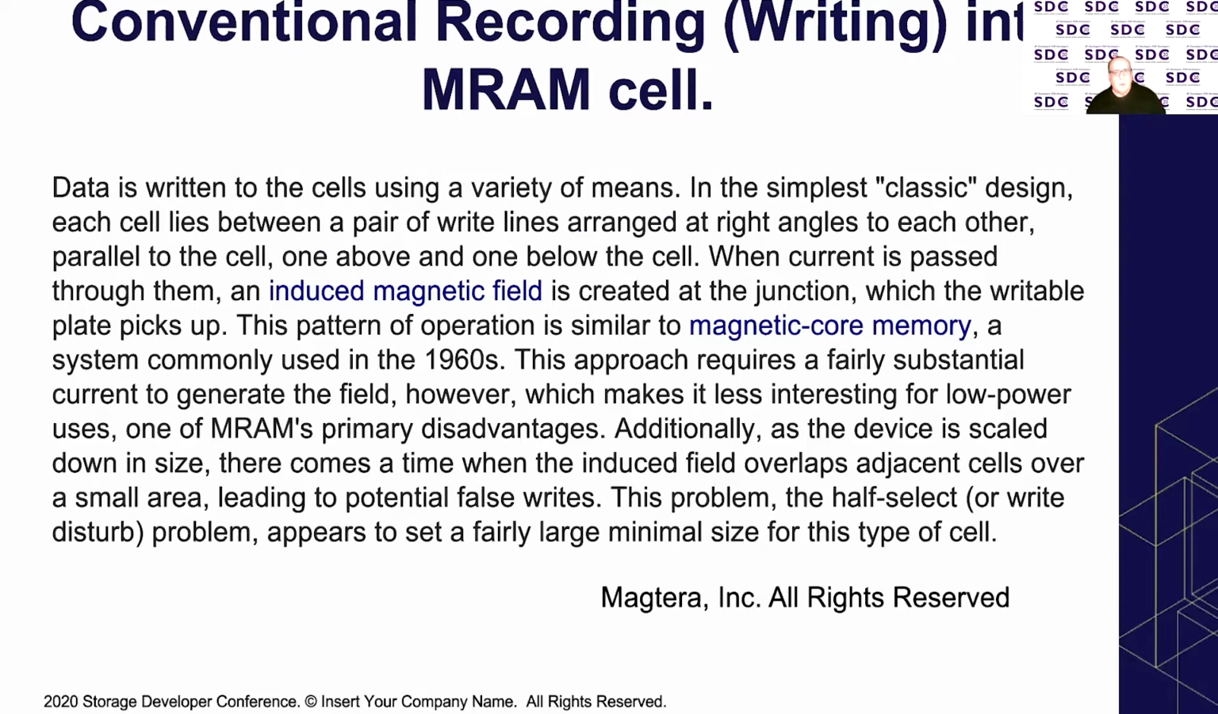Now, how is conventional recording or writing done into an MRAM cell? Data can be written using a variety of means. In the simplest classic design, each cell lies between a pair of write lines, arranged at right angles to each other and parallel to the cell, one above and one below the cell. When current is passed through them, an induced magnetic field is created at the junction, which the writable plate picks up. This pattern of operation is similar to magnetic core memory, a system commonly used in the 60s. This approach requires a fairly substantial current to generate the field, however, which makes it less interesting for low power users, which is one of the MRAM's primary advantages.